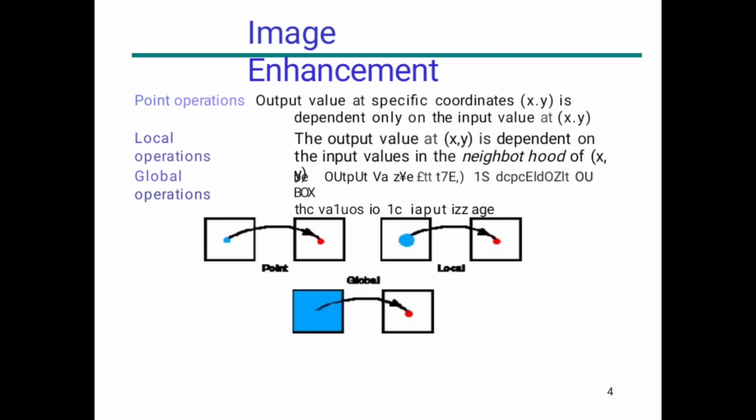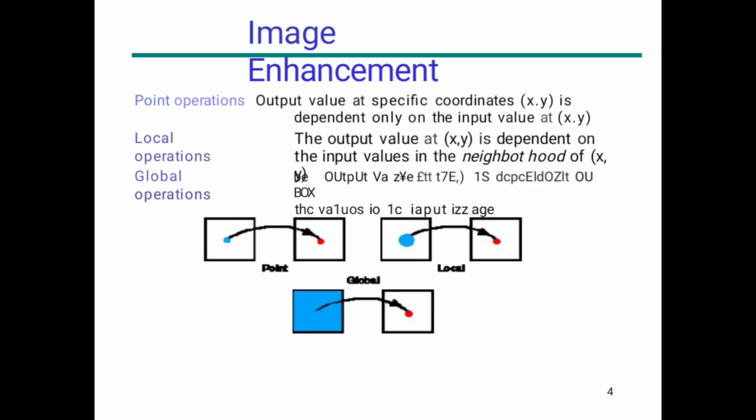Local operations means each and every pixel value is modified by neighbor pixel values. Example, each pixel has vertical, horizontal and diagonal nearby elements. The center pixel value is varied by surrounding pixel values, that is called local operations. Global operations means we change each and every pixel value in the matrix using all the pixels in that image, that is called global operations.